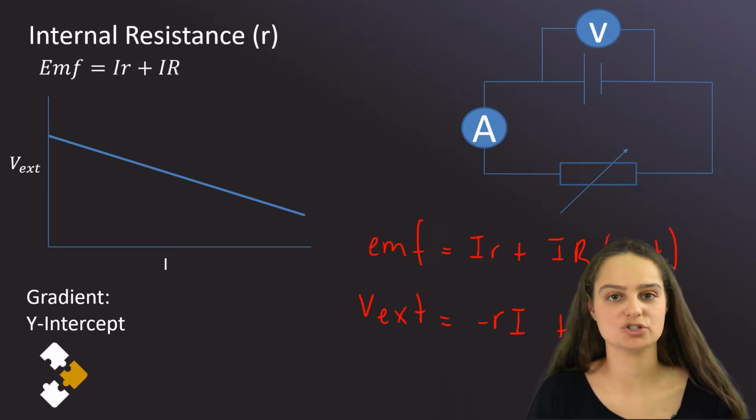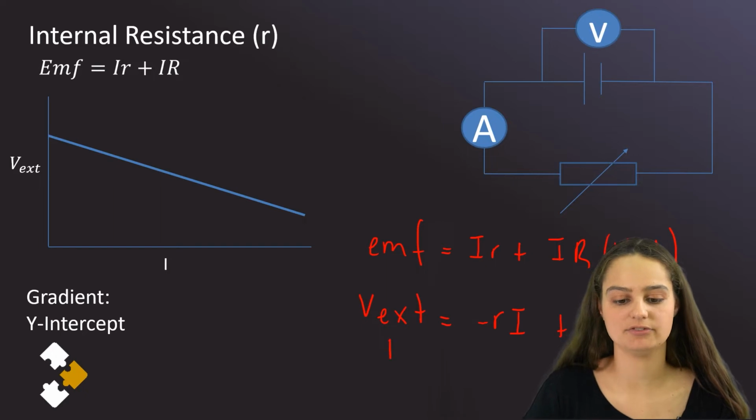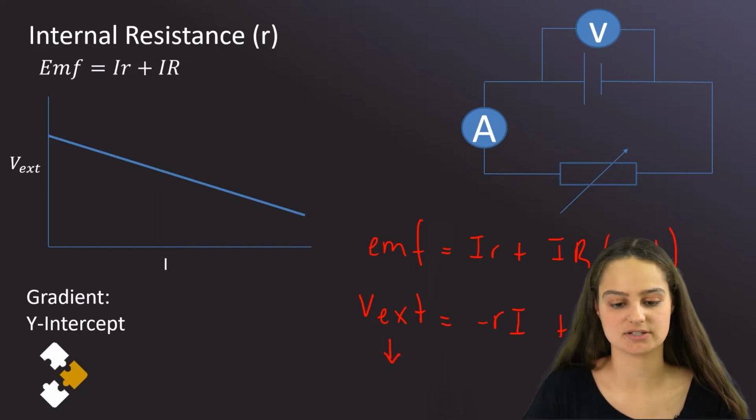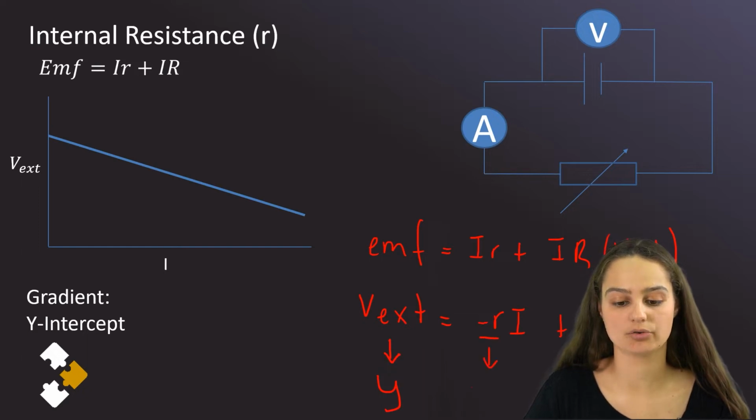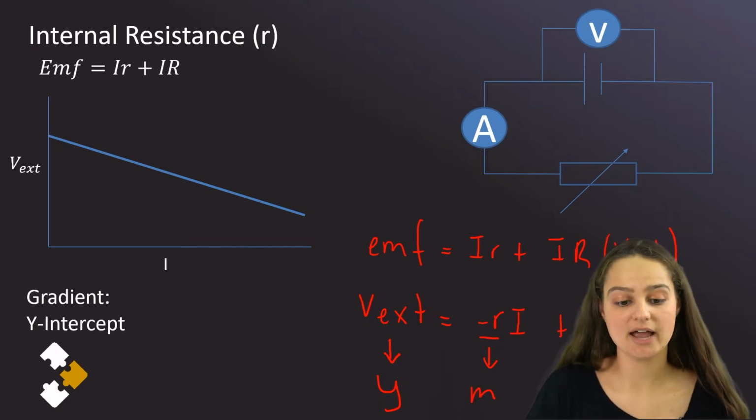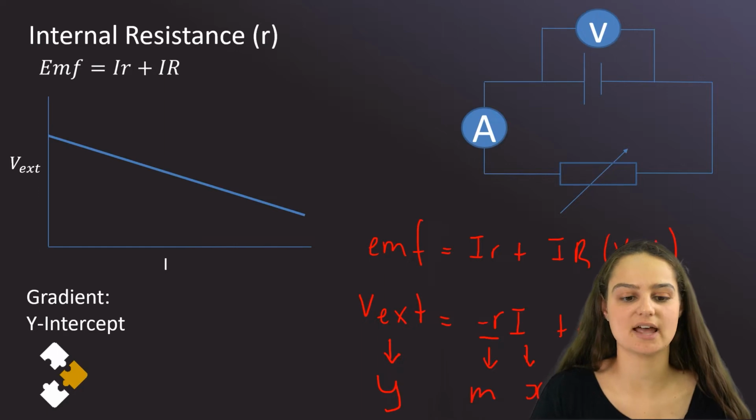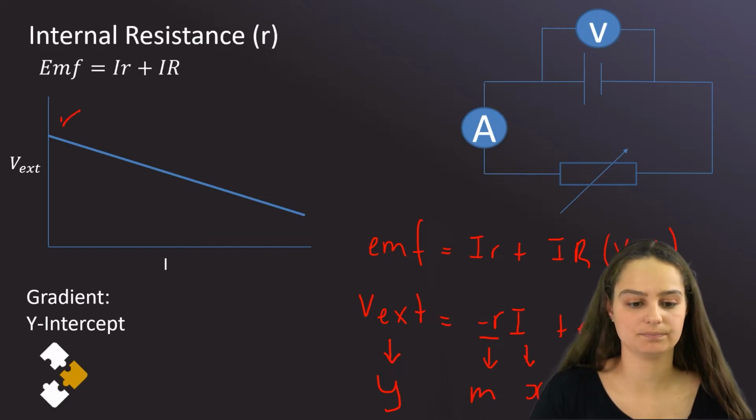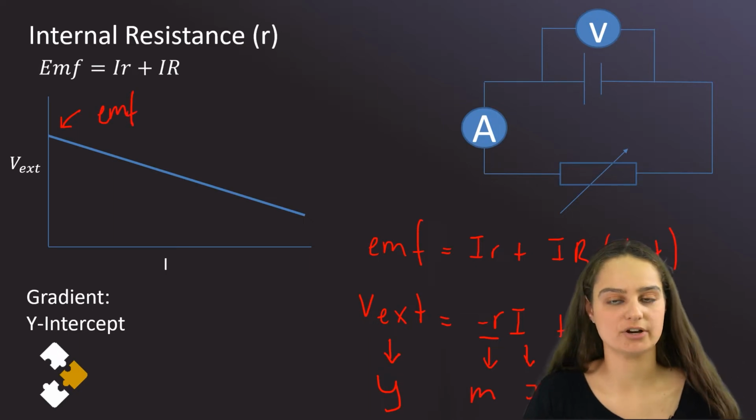If we relate this to the equation of a straight line, V external is on the y-axis, so this is like our y variable. The negative R is then related to our gradient, and we can see it's a negative slope. Because I is on the x-axis, this is like our x variable, and the EMF is like our c value. So this over here is equal to our EMF if we read it off of the graph.